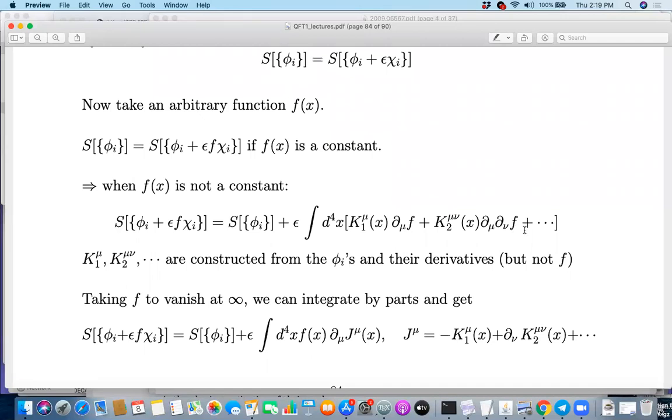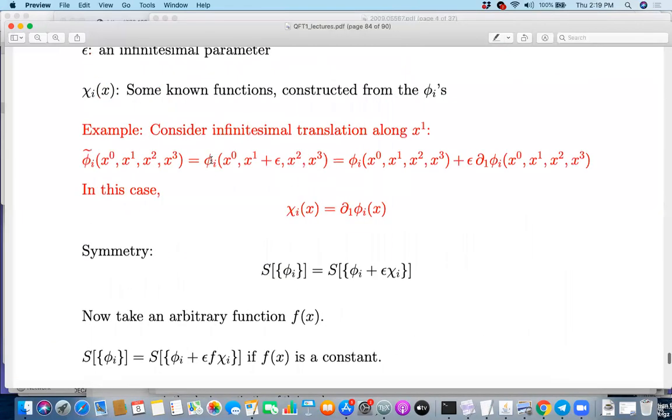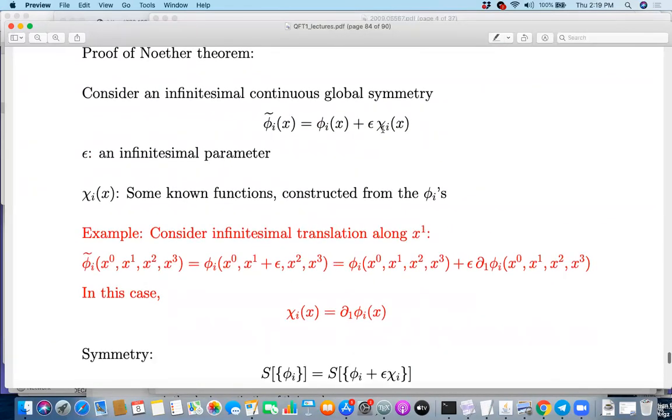And how can we assure that k1 mu, k2 mu nu, these are constructed from phi i's and their derivatives? Because this delta L we can write as del L over del phi into delta phi. Because see, if you look at this difference, what does it depend on? It depends on phi and its derivatives. Phi also is constructed from the phi and its derivatives only, right? Because that's the definition of a symmetry transformation. So given a symmetry transformation, chi has to be constructed from phi and its derivatives, right?